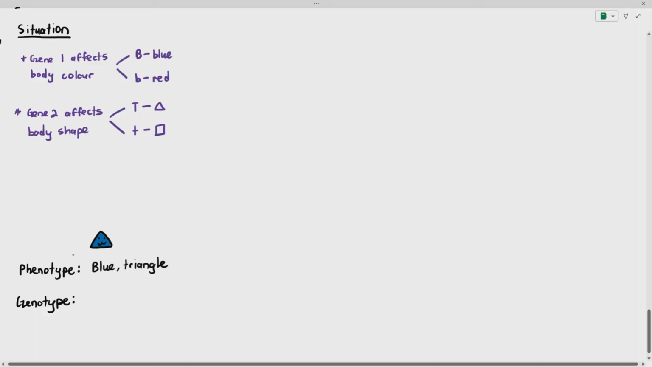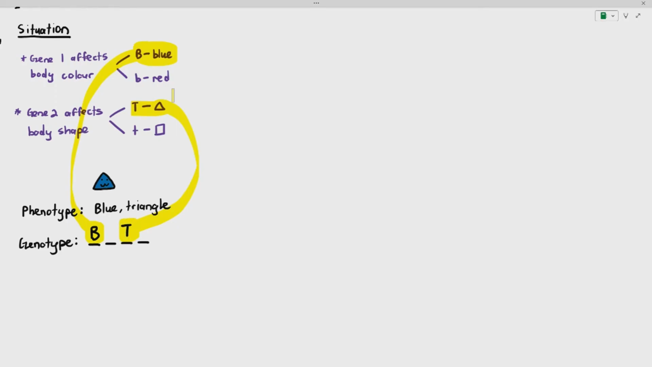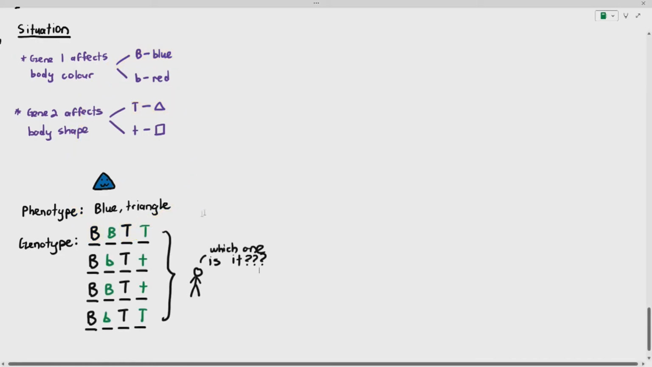We know that the parent will have one large B and one large T, but we do not know the empty spaces. The possible genotypes can be large B, large B, large T, large T; large B, small b, large T, small t; large B, large B, large T, small t; and large B, small b, large T, large T. These are the 4 possible genotypes, right? So which one is it?